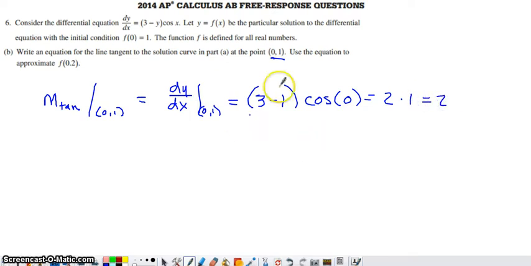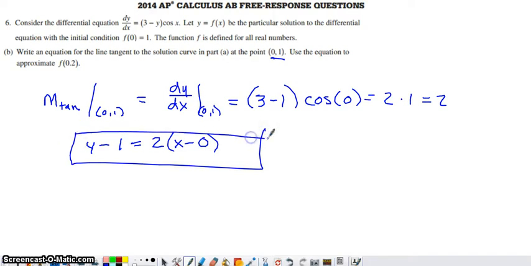Now what's our point of tangency? Well, (0, 1). They give it to us. We don't even have to find it. So we need to write the equation of the line that goes through this point and has a slope of 2. Using point-slope form, I'm going to have y minus y1, so y minus 1 equals m times the quantity x minus x1, which is 0. Here is an equation of the tangent line to the solution curve.